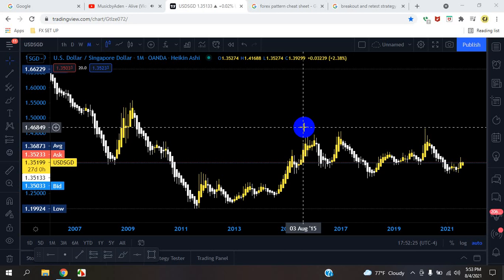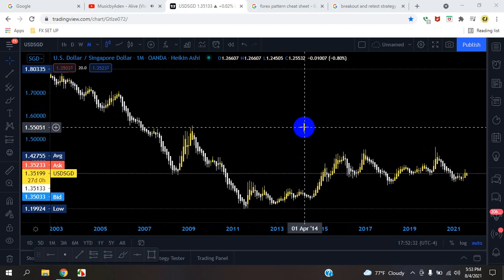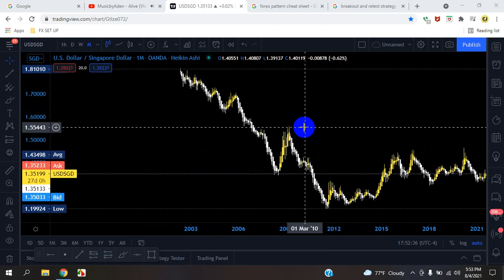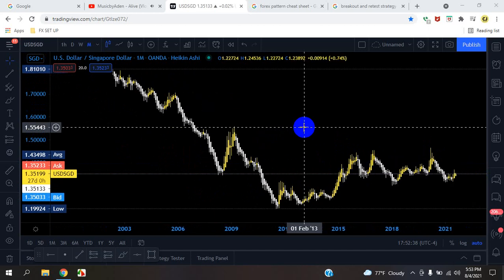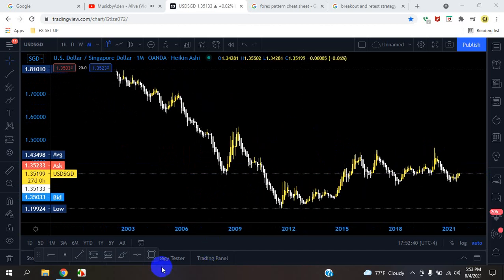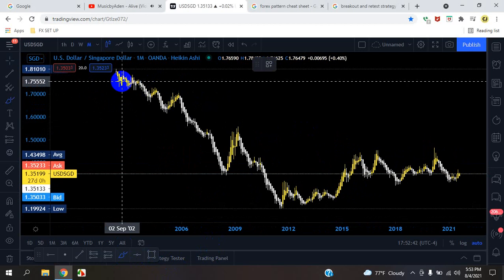We are here with running the levels. Okay, everyone, we are marking up USD SGD. So what we're going to try to do is figure out how to break down charts.